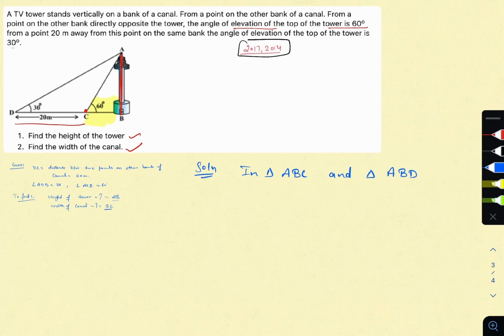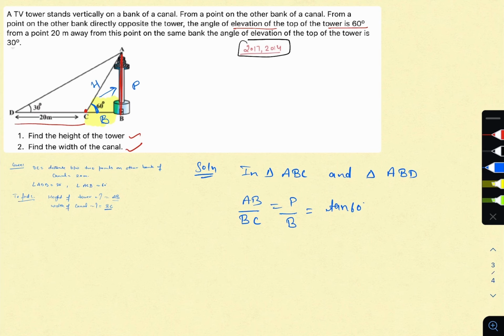So if I write here AB in the first triangle, AB upon BC, here we are going to use angle 60. This is the theta. So the side opposite to theta, that is perpendicular. It means AC will be the hypotenuse and BC will be the base here. So AB is perpendicular, BC is base. So perpendicular upon base, that is tan theta, means tan 60 here.